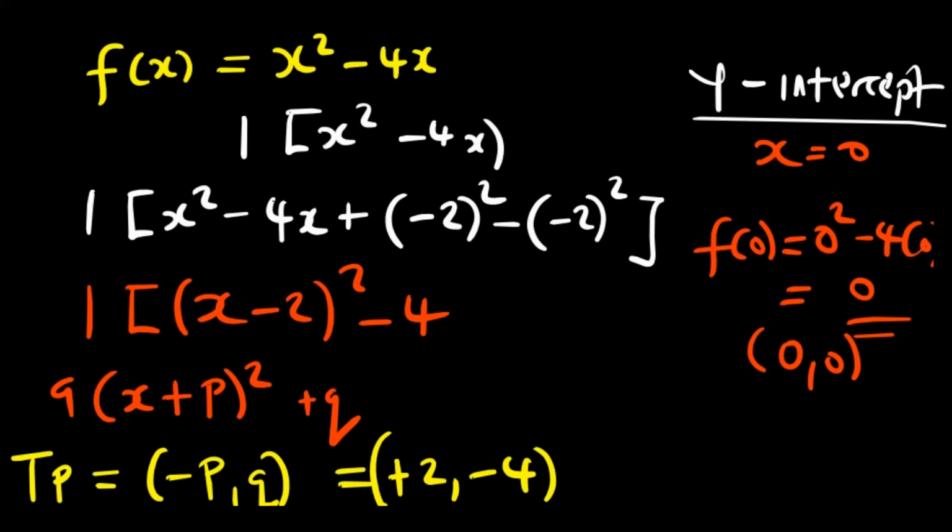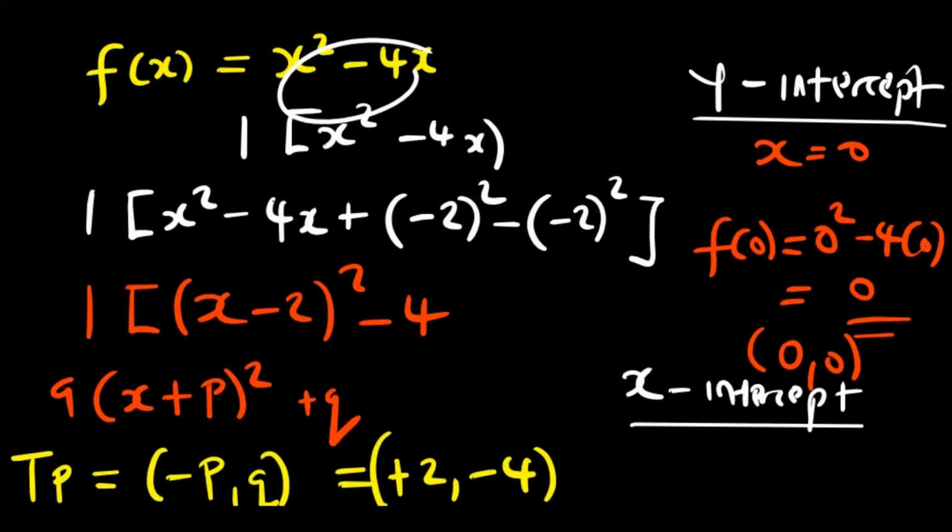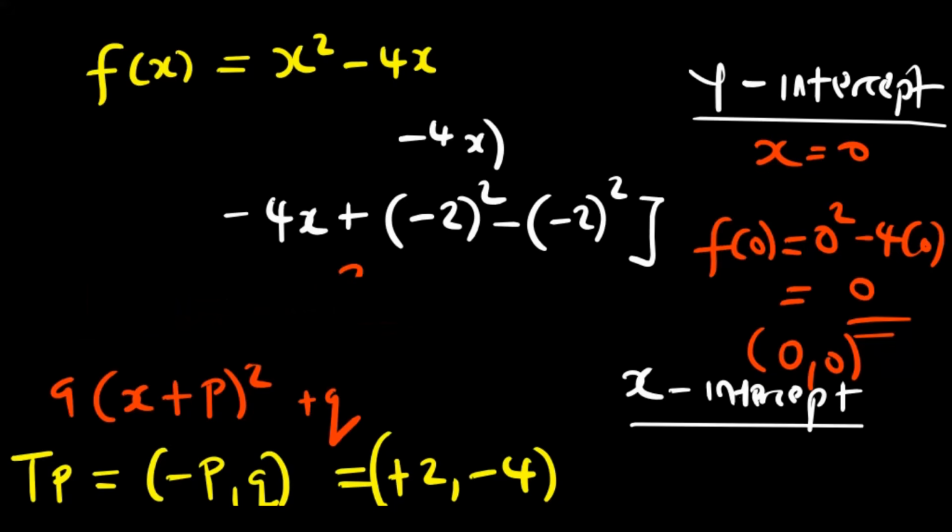Now what about the x-intercept? Where the graph is cutting the x-axis, we have to set the whole equation equal to 0. Now, goodness enough, where is the equation? It is this one here. Allow me to rub this side. We can rub this equation.